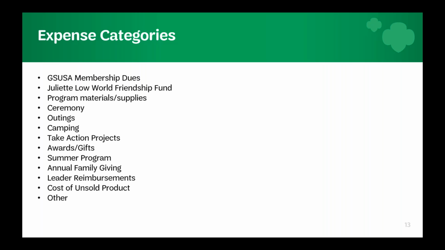Cost of unsold product. This probably would only relate to cookies. So if you had any unsold product that you could not sell, you want to put that information there so that parents are aware and it's pretty transparent. Other is just for any other type of thing that is not necessarily an expense that is on this list, and just be mindful to put any notes in the notation section of this.